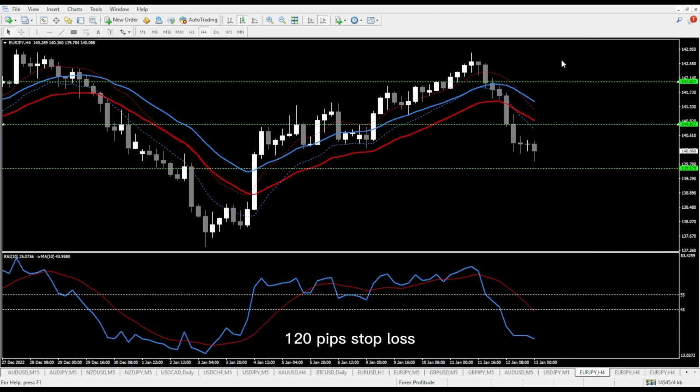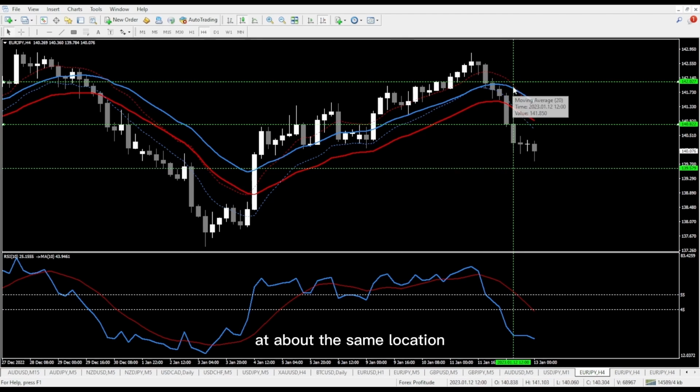So we've got 120 pips stop loss, and we are noticing that at the close of this candle, we have the open of the next one. We're going to take a look and see where that red 10 EMA is. So now, because it's a sell trade, we're taking a look at the red indicators, the red moving averages. So we have the red moving average at about the same location as that initial stop loss. So with this one, we don't move the stop loss at all. We're going to leave it alone.